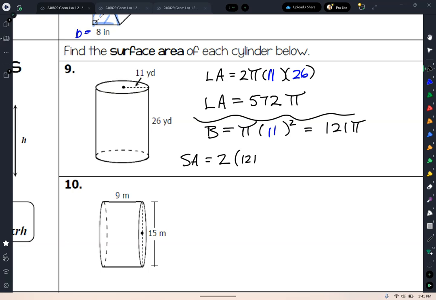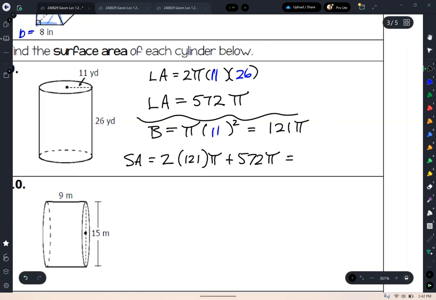121 times pi plus 572 pi. So we got 242 plus 572. No, 242 plus 572. 814 pi. Don't forget pi.